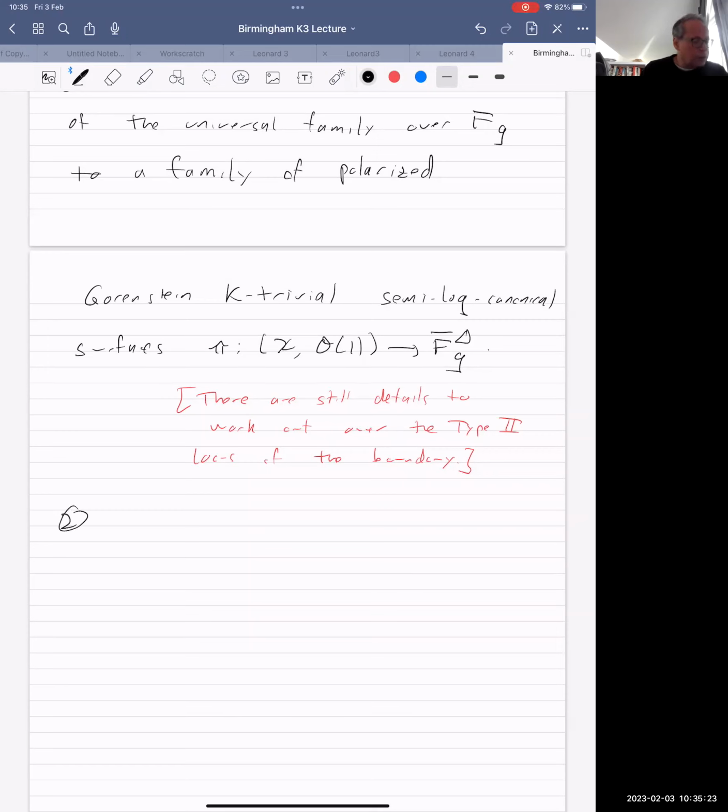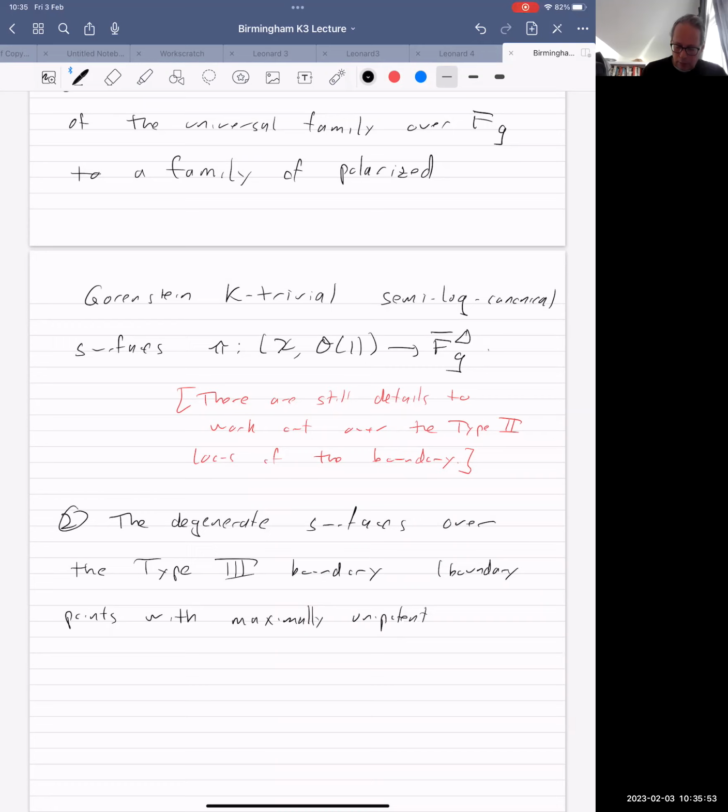Okay, so the second point is that the degenerate surfaces over the type 3 boundary, again, type 3 boundary being those boundary points with maximally unipotent monodromy around them, are unions of projective toric varieties.